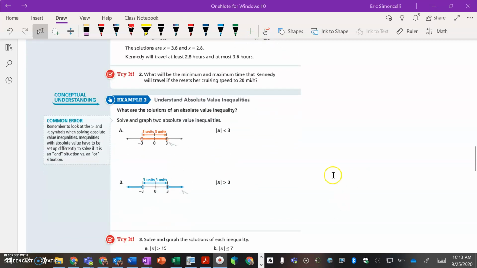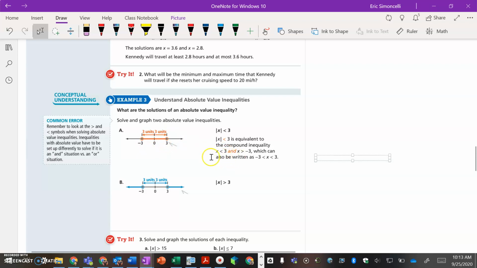Example 3. Understand absolute value inequalities. What are the solutions of an absolute value inequality? Solve and graph the two that you see. So this, as you see, is the absolute value of x less than 3. Basically what this entails, and I'm sure we can hopefully see, is that the absolute value of x less than 3 is equivalent to the compound inequality. At least in the graph we can see technically. In the graph you can see here you've got an open circle at -3, an open circle at +3.